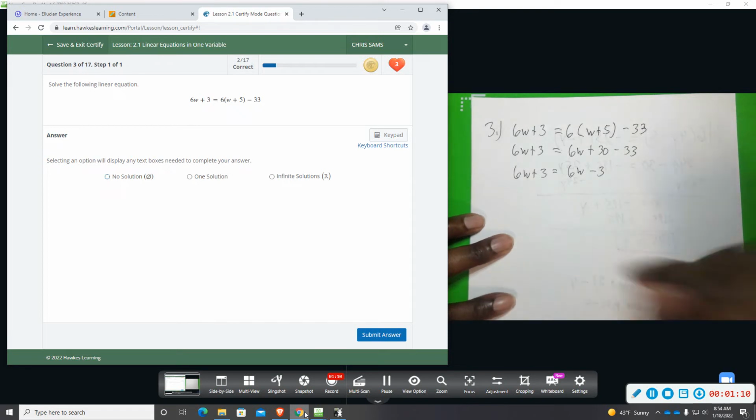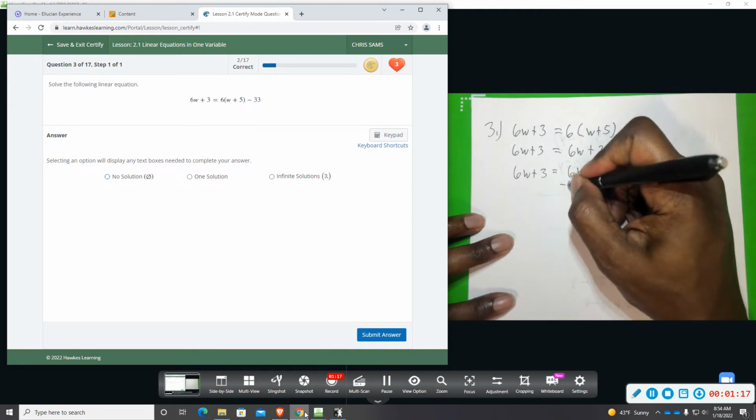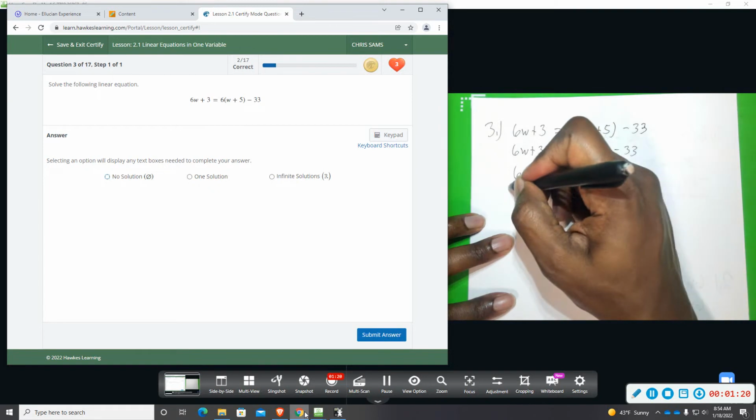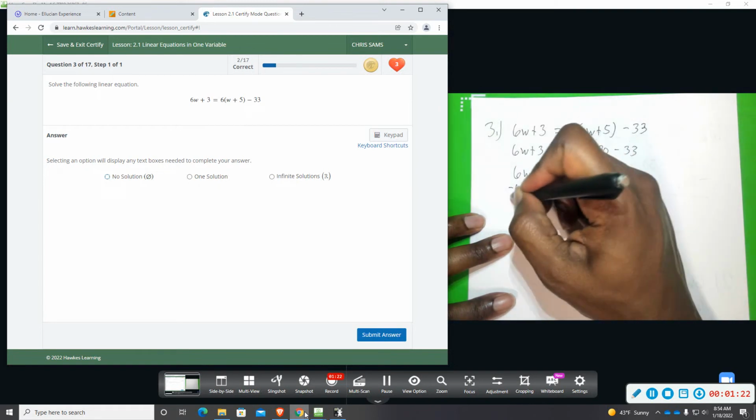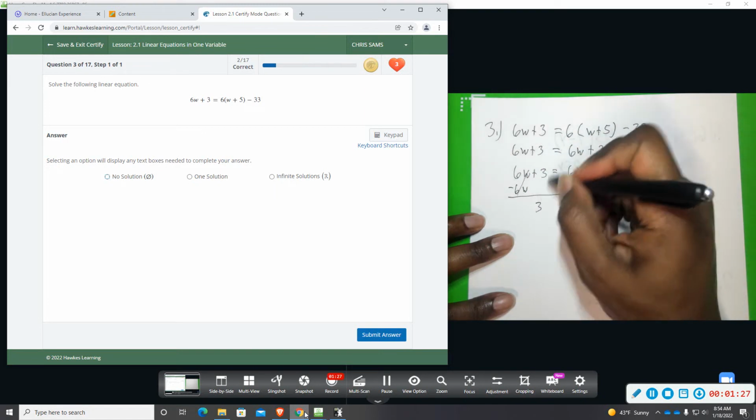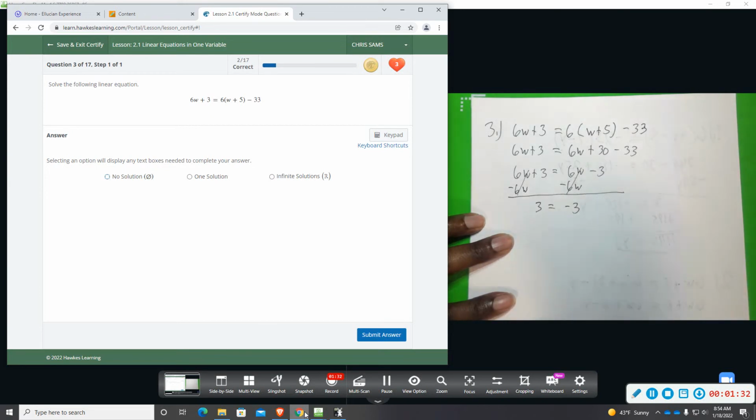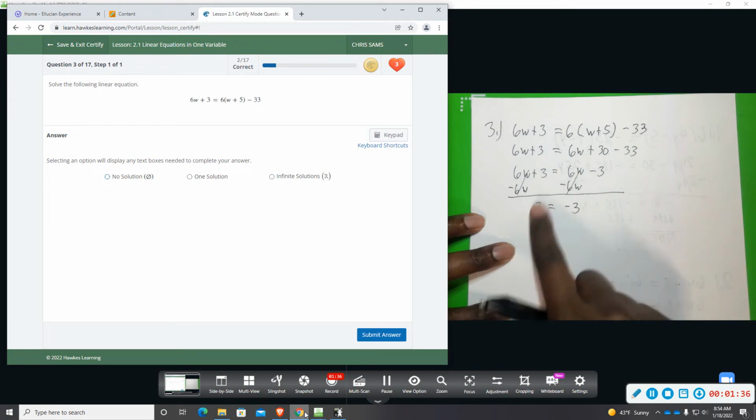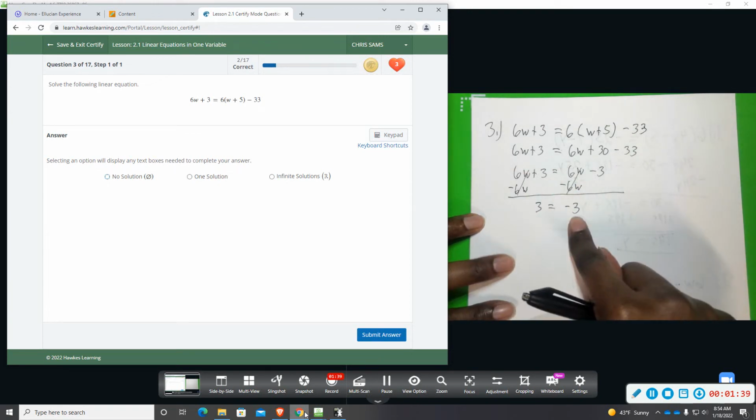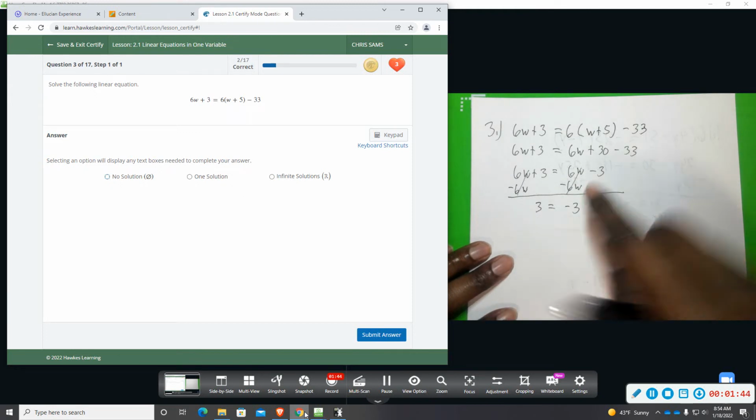Alright, so here again I'm going to combine and move my variables together. So I'm going to subtract 6w from both sides, and that goes away, and then I just have 3 equals negative 3. Okay, so I could move the 3's and have one side equal 0, but it's irrelevant, it doesn't matter. When we lose our variables and I'm left with something like this, unlike the last problem, this statement is false.